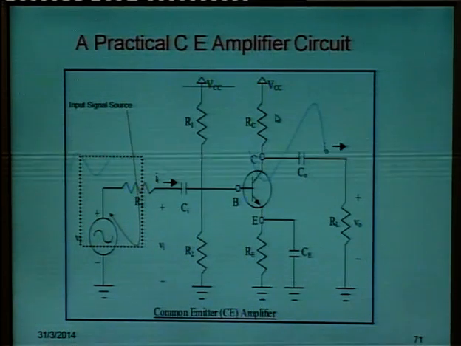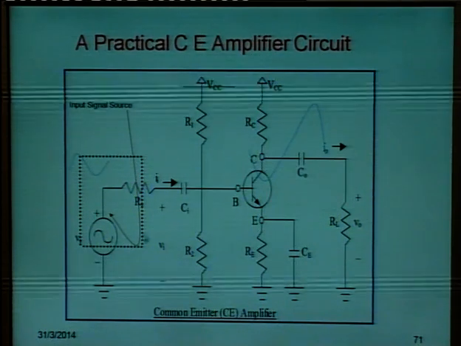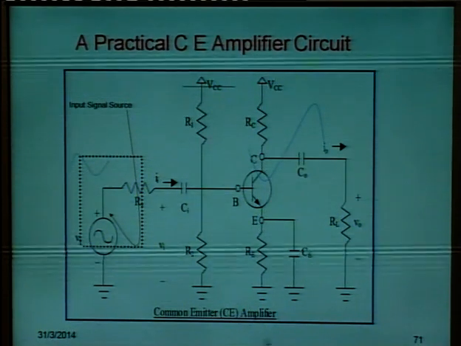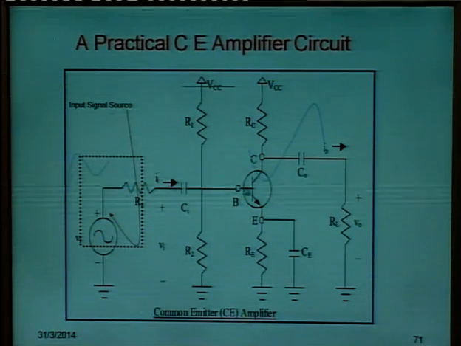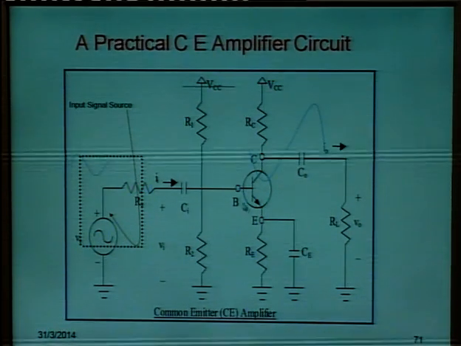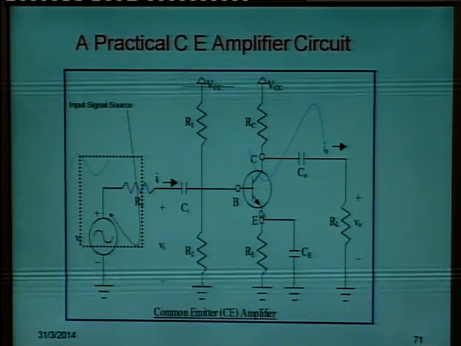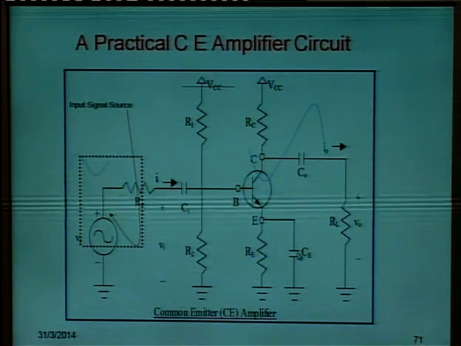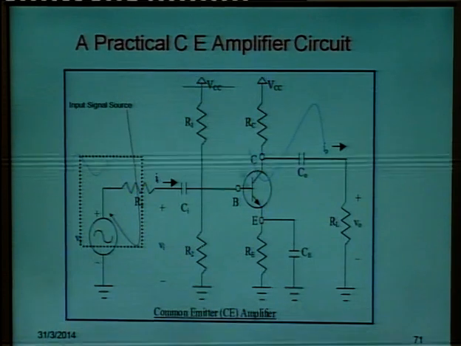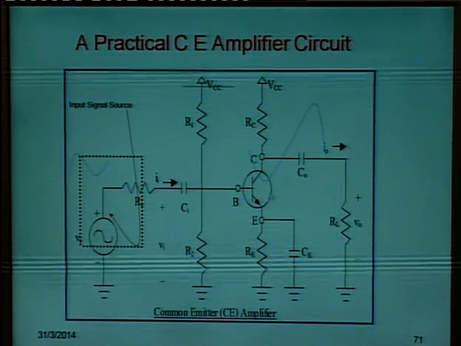This is a practical common emitter amplifier circuit. This is the input signal source, and here you have an NPN transistor that has been used. There is a capacitor here across the emitter. These are the biasing resistances which are used so that proper biasing can be given.